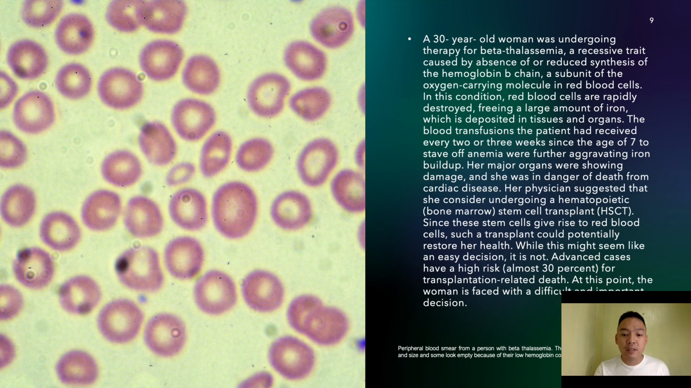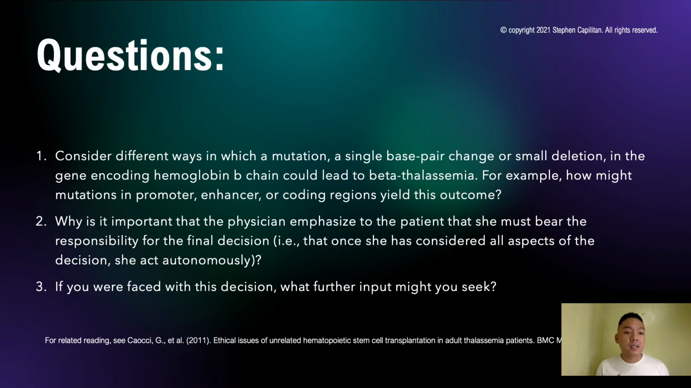So let's talk about the questions. Consider different ways in which a mutation, or a single base pair change, or a small deletion in the gene encoding hemoglobin beta chain could lead to beta thalassemia. For example, how might mutations in promoter, enhancer, or coding regions yield this outcome?